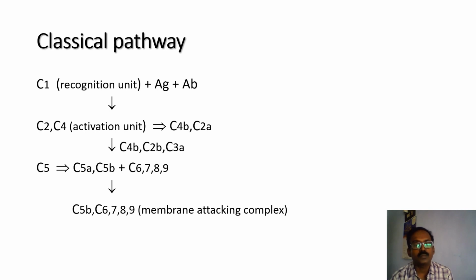In the classical pathway, when the antigen-antibody complex binds with the recognition unit, it activates C2 and C4. They are converted to C4B and C2A. That again, through an enzymatic cascade reaction, is converted to C5A and C5B. C5B joins with C6, 7, 8, 9 and forms the membrane attack complex, C5B, C6, C7, 8, 9. This membrane attack complex kills the bacteria.